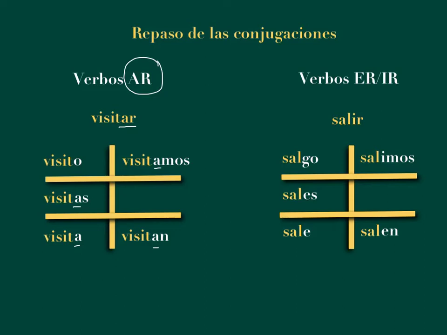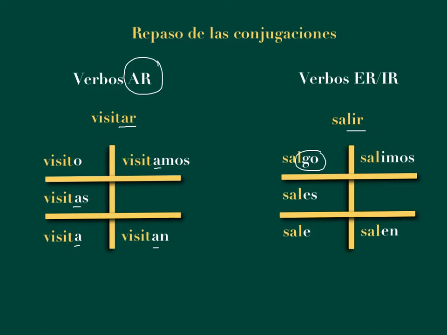Now let's take a look at verbos ER, ER and IR verbs. And let's take a look at our new verb salir. Now you'll notice it has an IR ending, and we'll make sure we look at that in contrast with ER endings. Now salir is like the verb hacer in that the yo form, we have the go. This is another go verb.